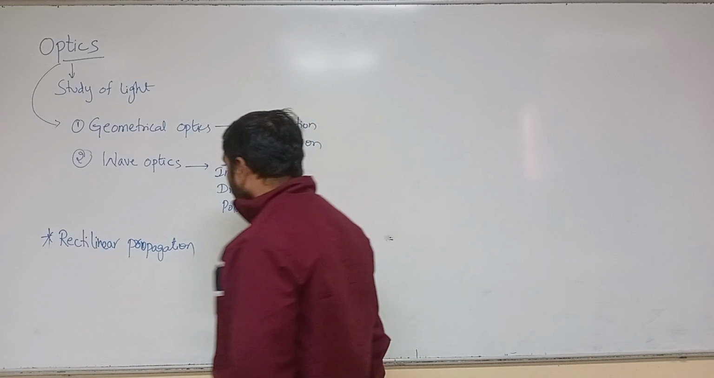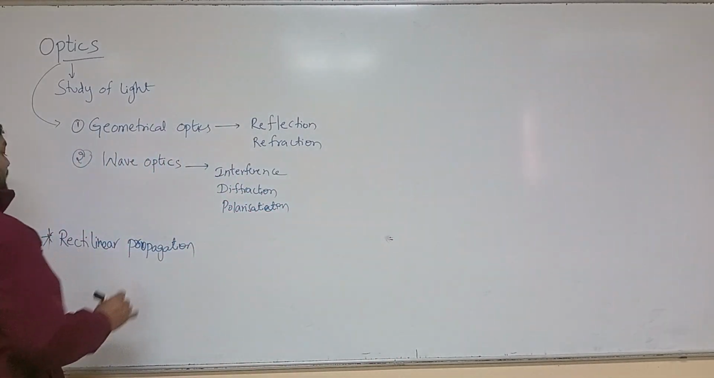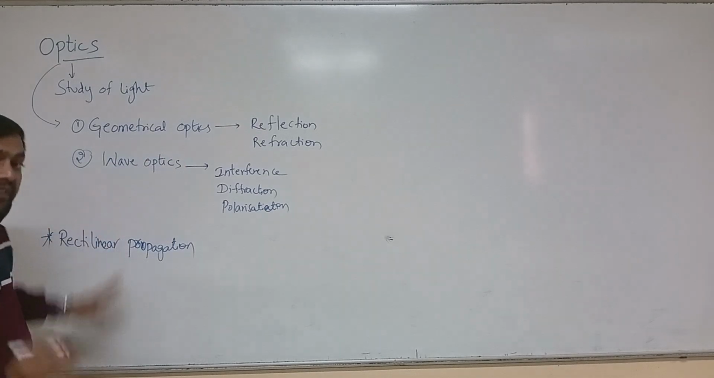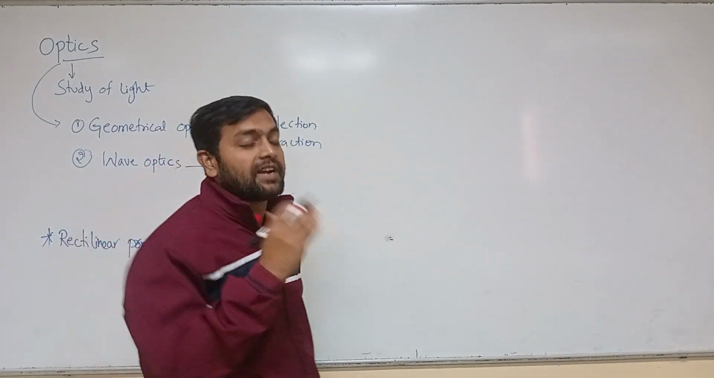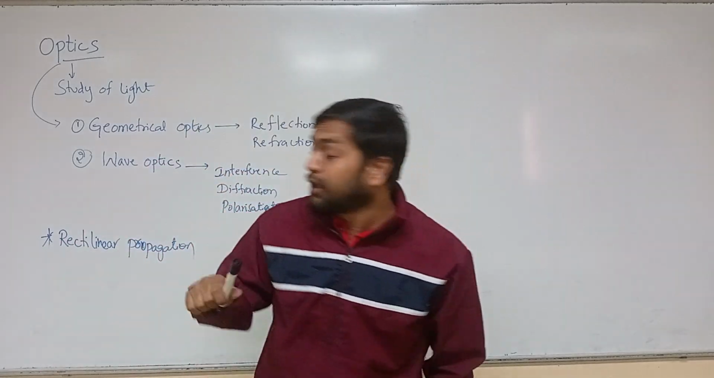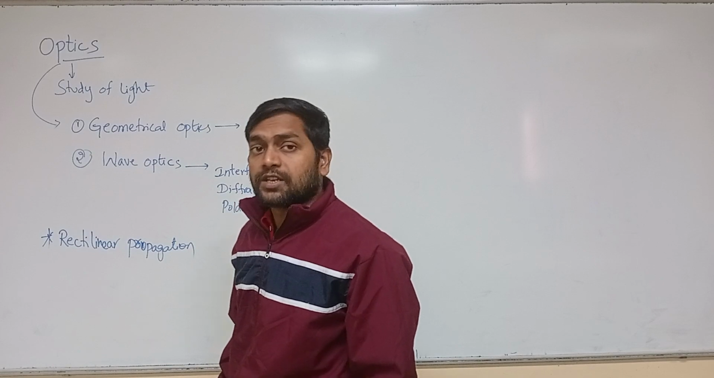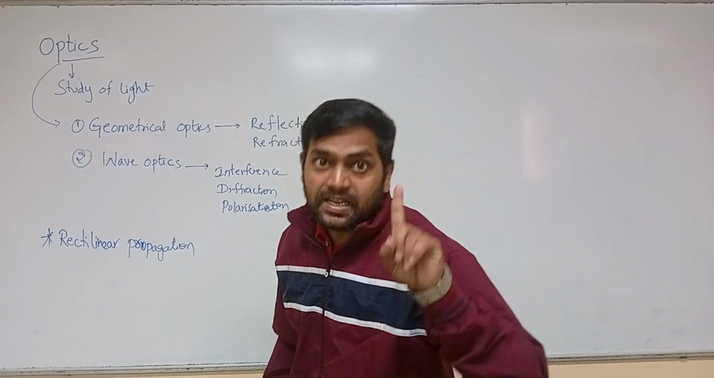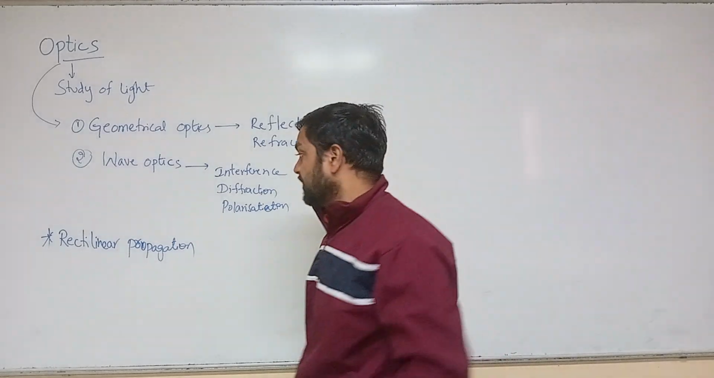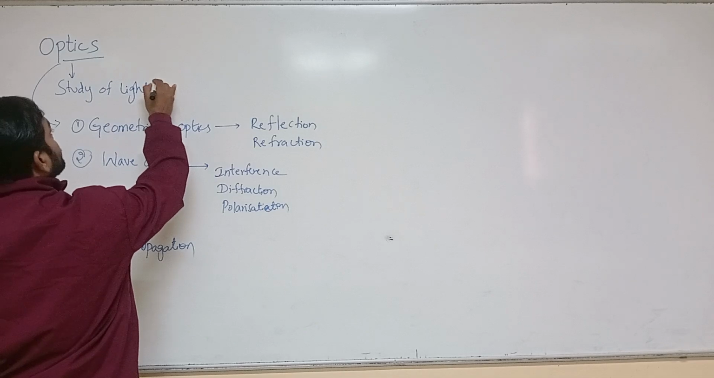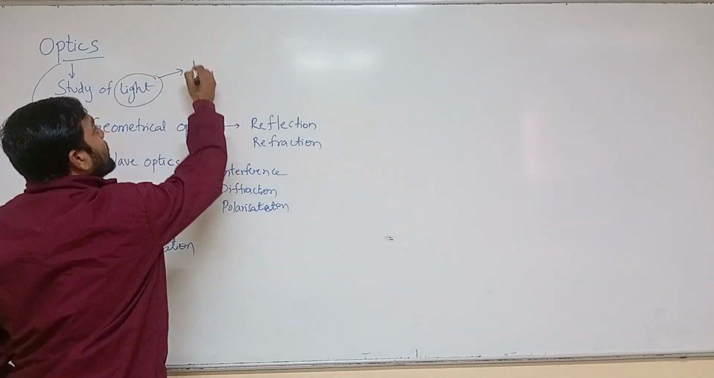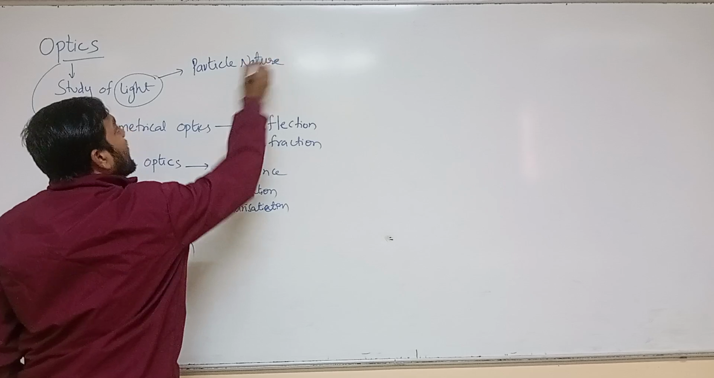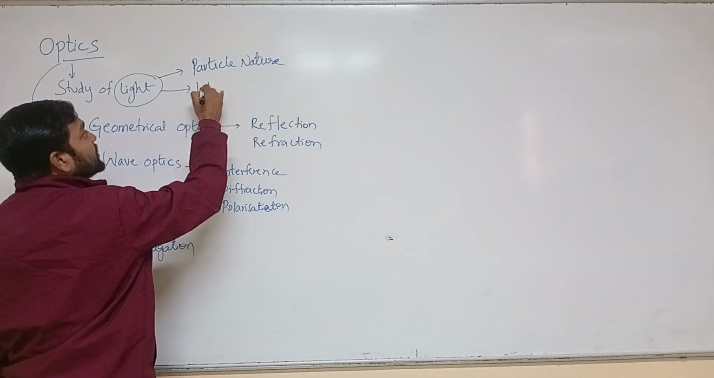So when a light ray travels in a rectilinear motion, we use geometrical optics. And if the light ray moves in the form of waves, then we use wave optics, right? So light has a dual nature. The first is particle nature, and the next is wave nature. So light has particle nature, and this light has wave nature.